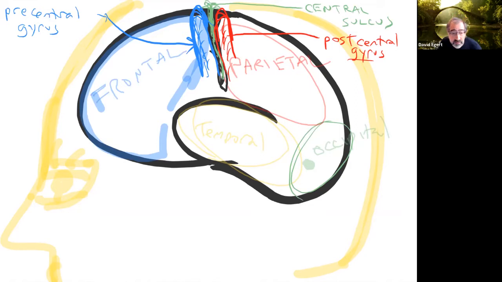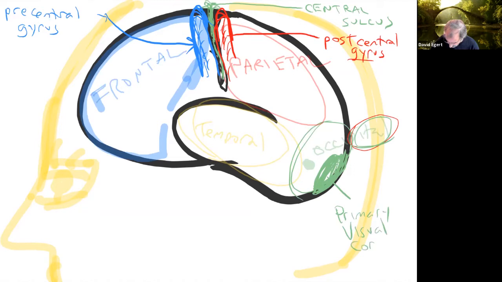All right, Leah, let's move ahead here. All right, let's start with the occipital lobe. Occipital lobe is primarily about vision. So on the very back of the brain there, we have what is called our primary visual cortex. This is the area where you are initially processing visual information.